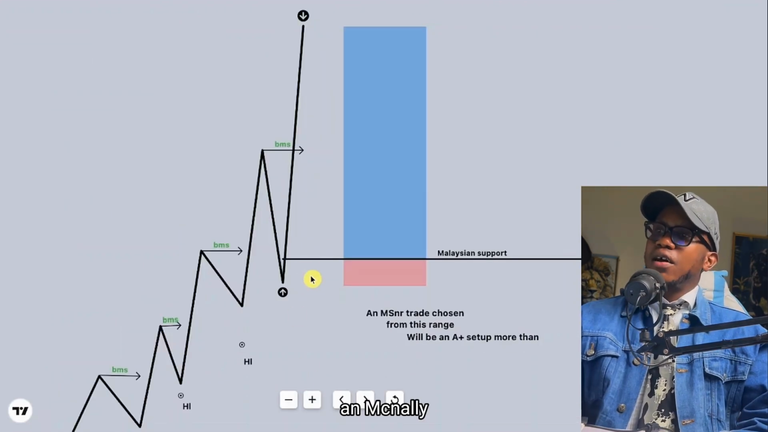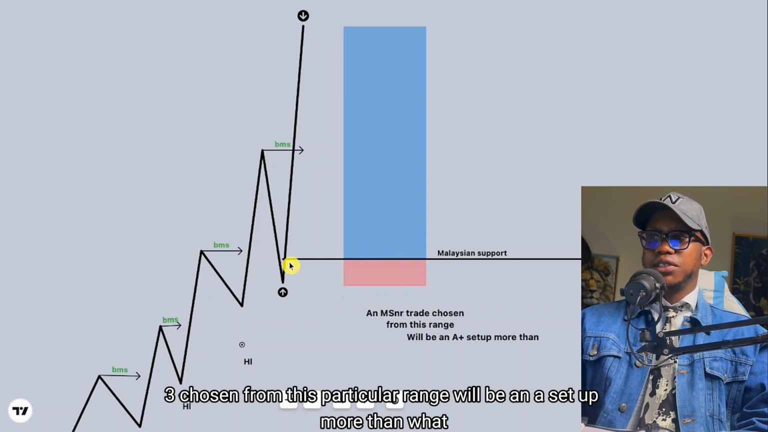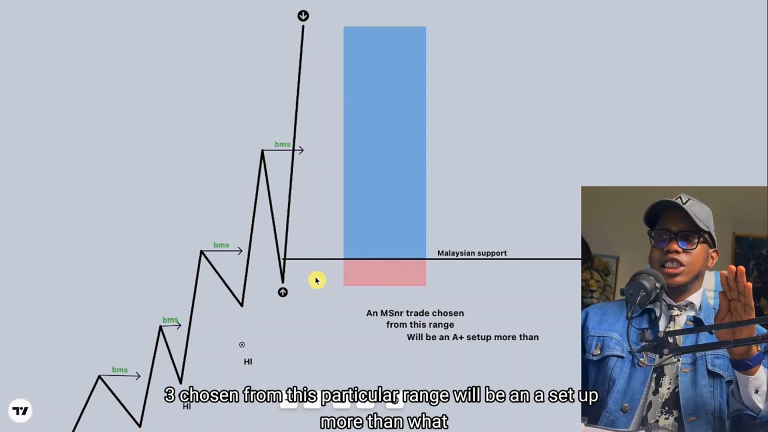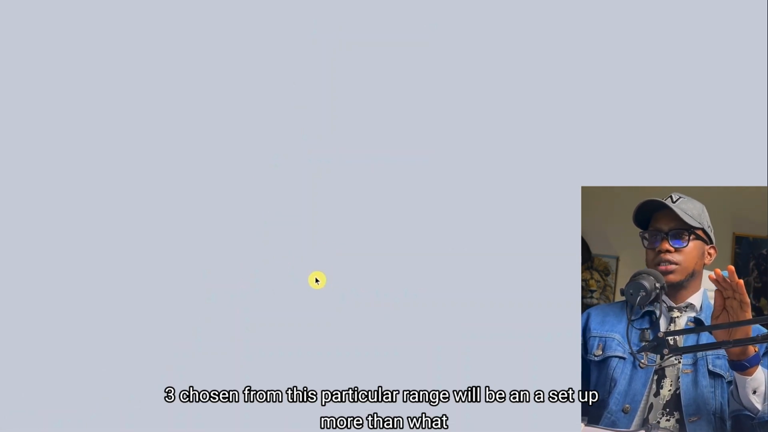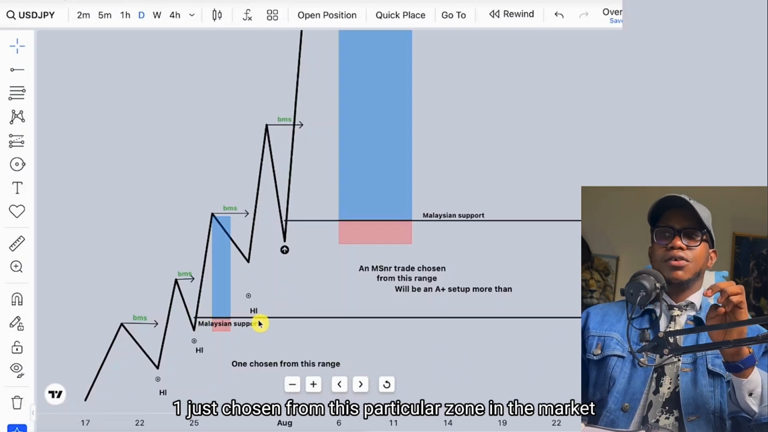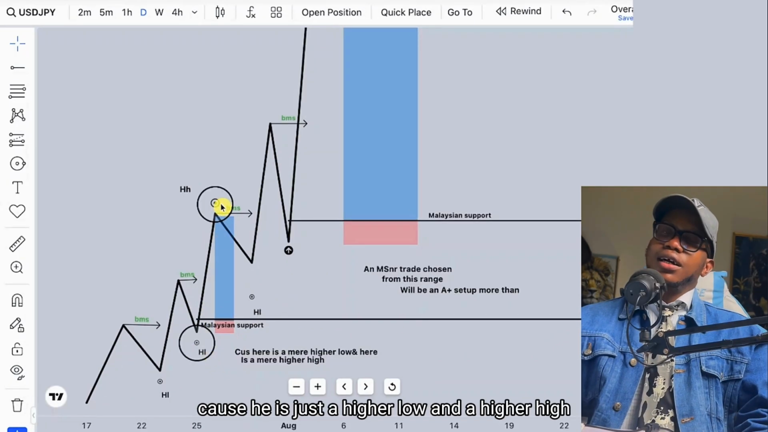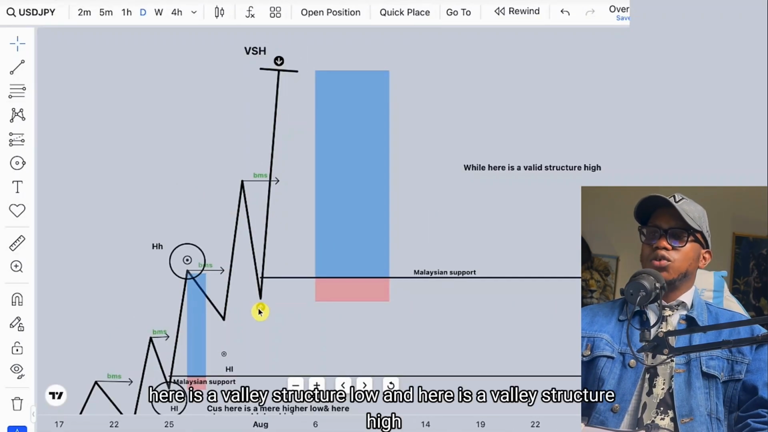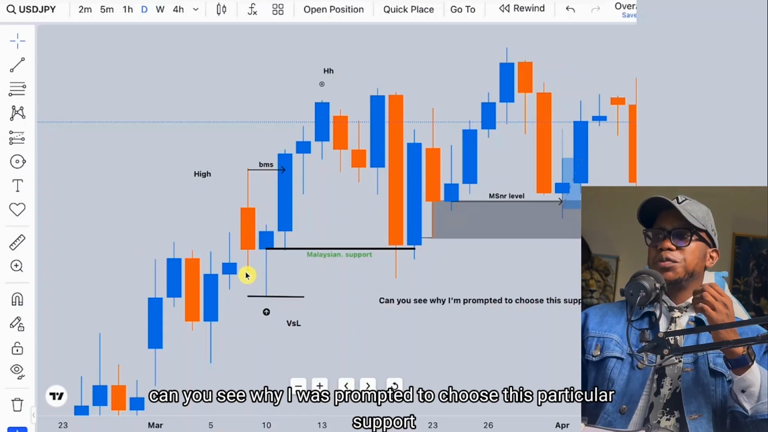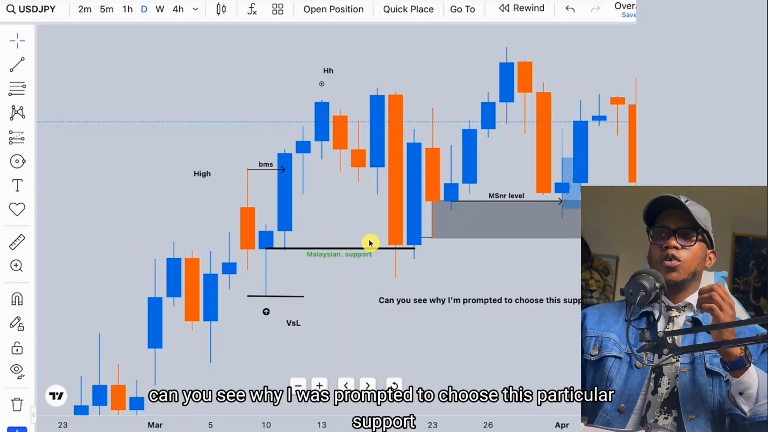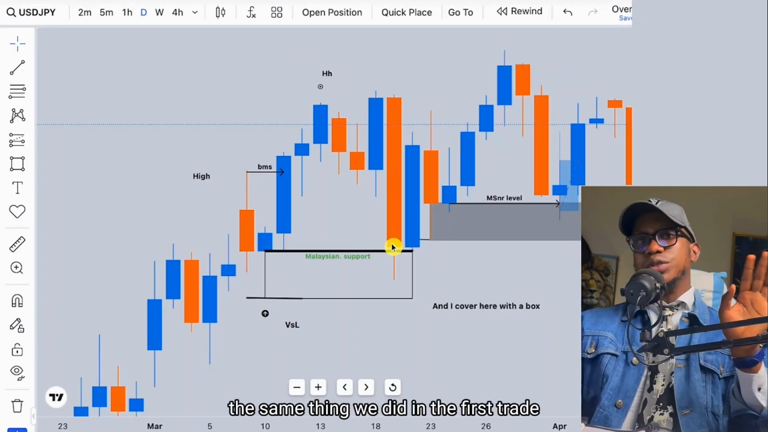An MSNR trade chosen from this particular range will be an A setup more than one just chosen from this particular zone in the market, because here is just a higher low and a higher high, while here is a value structure low and here is a value structure high. Going back to the chart, can you see why I was prompted to choose this particular support right here to trade from? The same thing we did in the first trade.